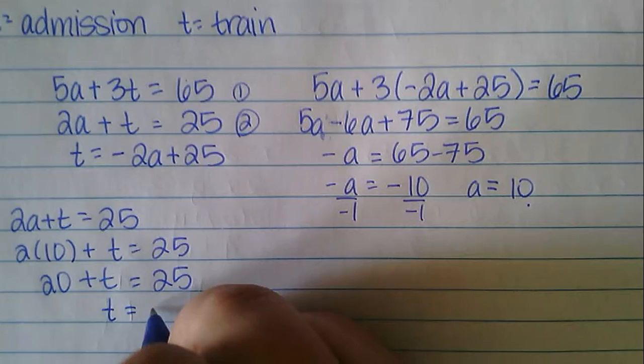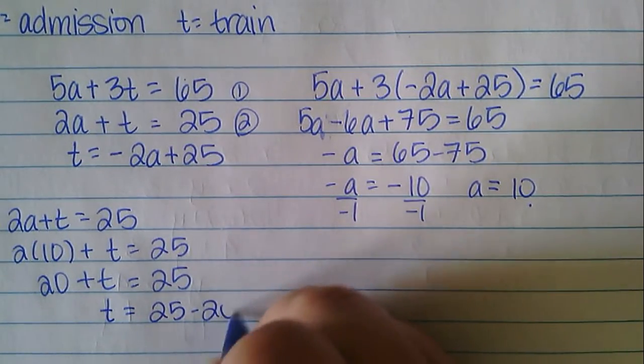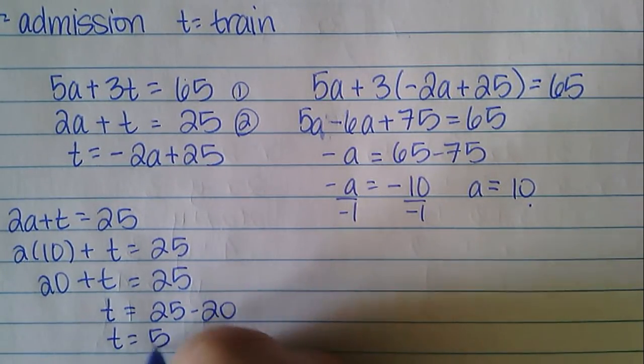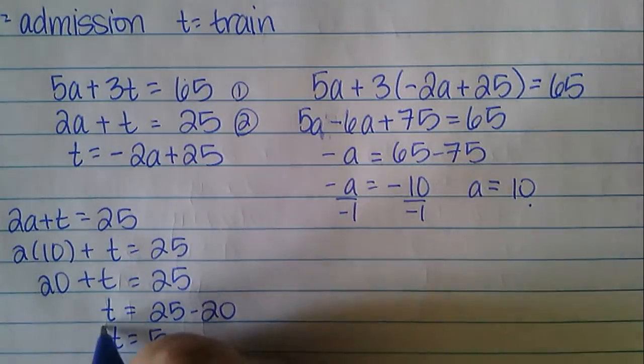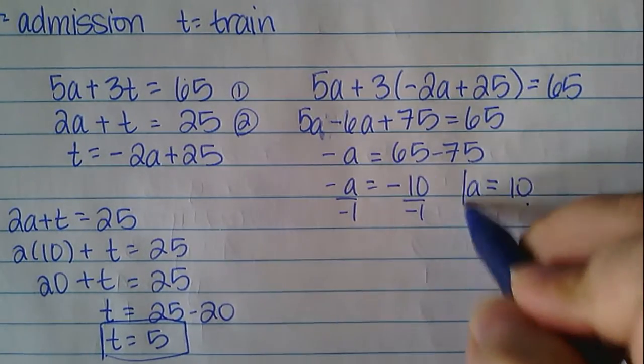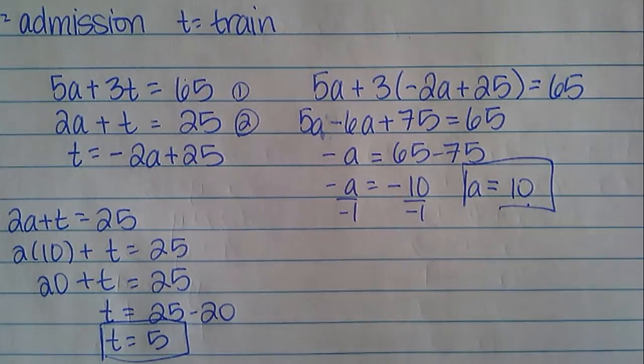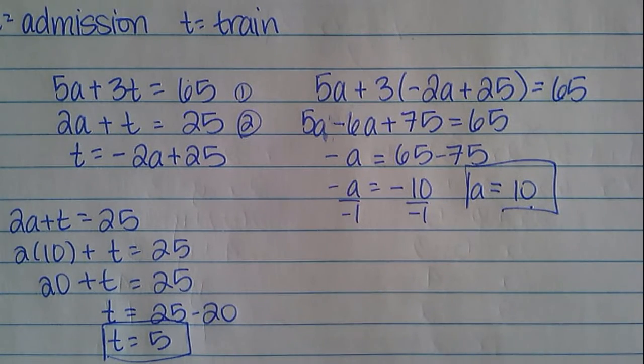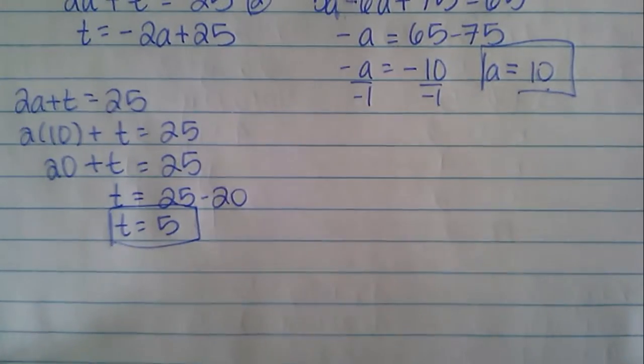T equals 25 minus 20. T equals 5. Okay, so here's my value for t. Here's my value for a. Now, it does say here it's a good idea when we check the solution to a problem to use the original problem, not the equations. So just to switch it up a little, we're going to use those two and see if they fit.